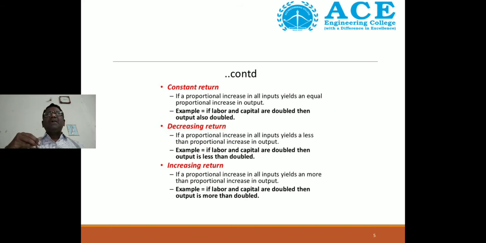Then the third one is increasing returns to scale. If a proportional increase in all inputs yields a more than proportional increase in output. Example: if labor and capital are doubled, then output is more than doubled.